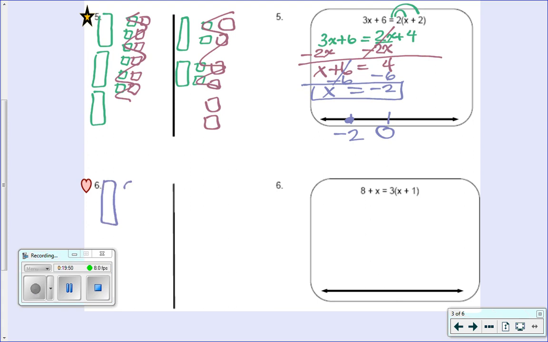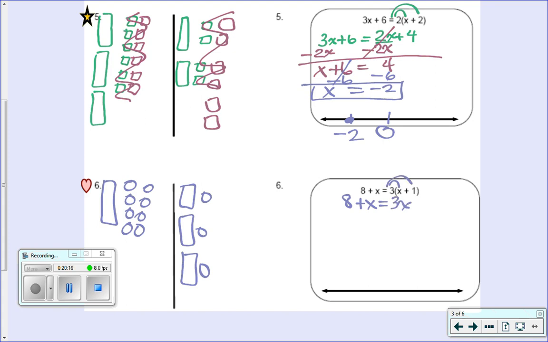1x on this side and 8 positives, right? Over here, we have 3 groups of x plus 1. So we have 8 plus x, and look what the algebra tells. You can see the distributive property: 3 times x, you have 3 x's, and 3 times 1, you have 3 positives. And I like what Fulvio did. He subtracted x here and x here, so that created a 0. Now we're left with 8 equals 2x plus 3. That's a two-step equation. We did that yesterday, right? So what's next?